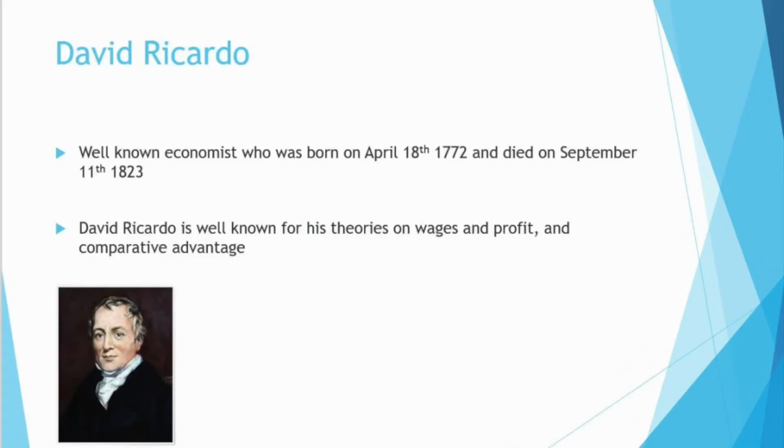The theory of comparative advantage was developed by a famous economist named David Ricardo. David Ricardo was born on April 18th, 1772, and died on September 11th, 1823. David Ricardo was well known for his theories on wages and profit and comparative advantage, which is the theory we're going to be talking about today.